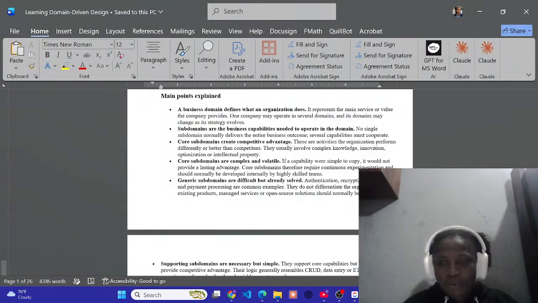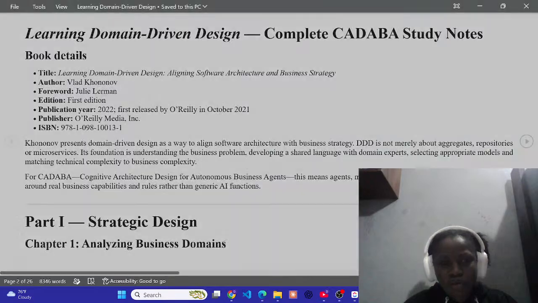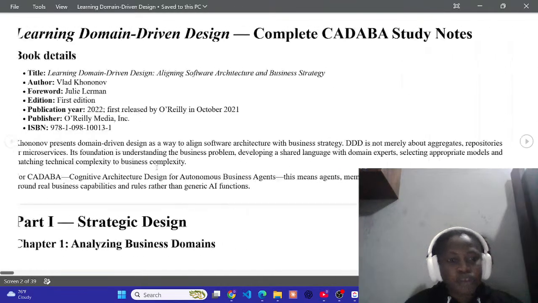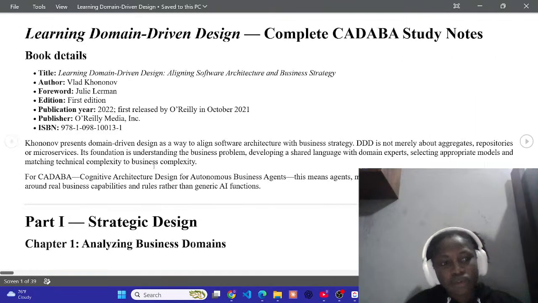So this is the book. I'm going to put it in reading mode. Learning Domain-Driven Design, complete CADABA study notes. Book details: by Vlad Khononov, foreword by Julie, published in 2022 by O'Reilly Media. So let's go through what the book is about.